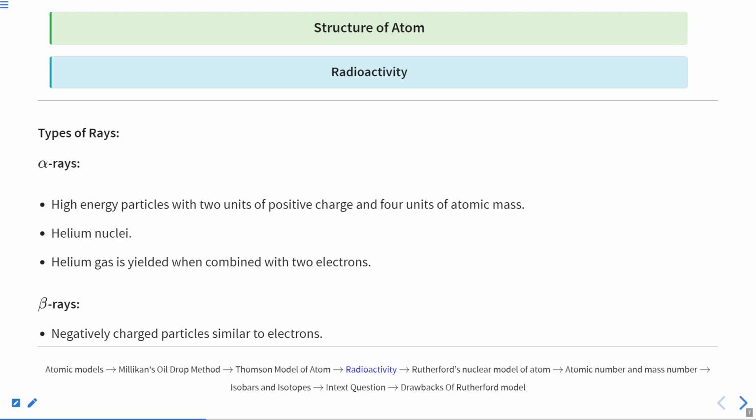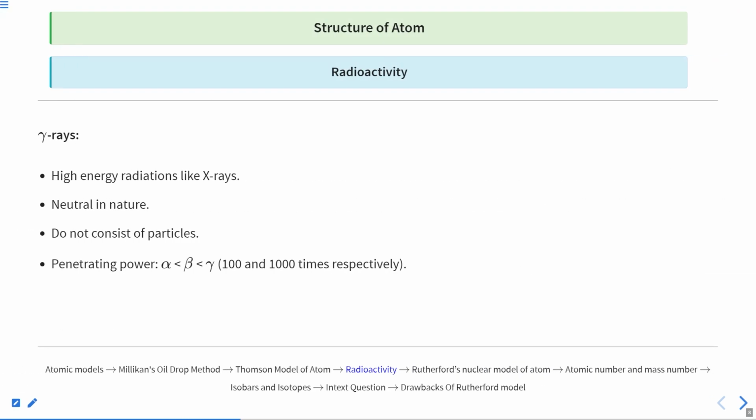Next is the beta particle. Now the beta particle is similar to an electron as it is negatively charged. It is simply an electron, right? Then there is the gamma particle. The gamma particle is a very destructive thing that has a very high, disastrous impact on anything that it interacts with. Now it has no mass. It is just high energy radiation.